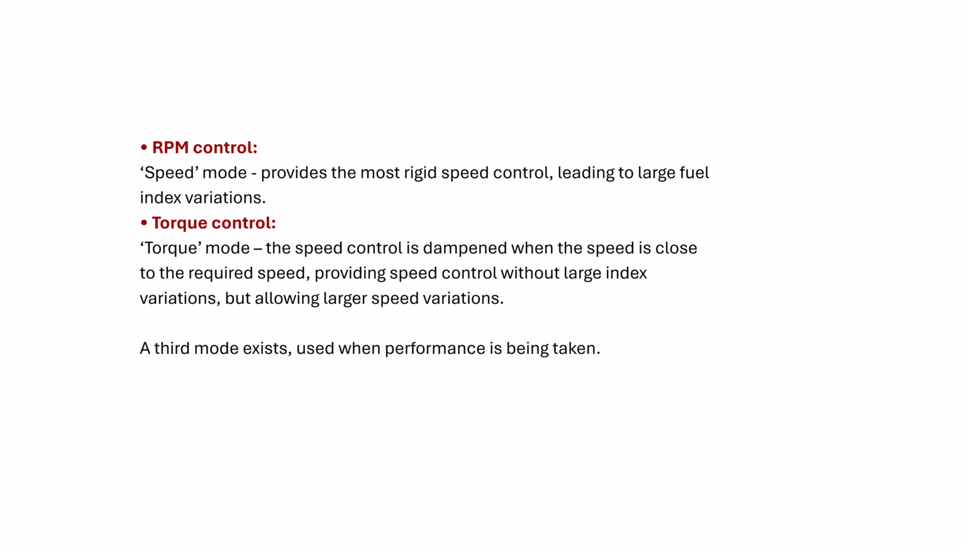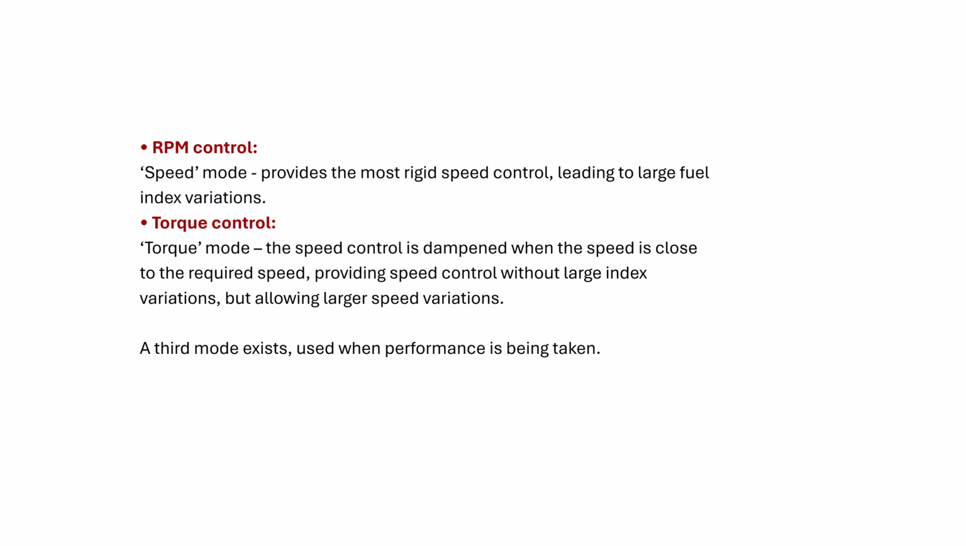So this is actually an advantage when there is a choppy sea, rough sea. What is happening? It will allow the RPM to drop, but will not increase the fuel, or basically the fuel index. That means the speed control is dampened when the speed is close to the required speed, providing speed control without large index variation, but allowing larger speed variation. So RPM will drop, but extra fuel will not be released. Basically, it maintains the fuel index within a certain range, so your engine does not get overloaded.